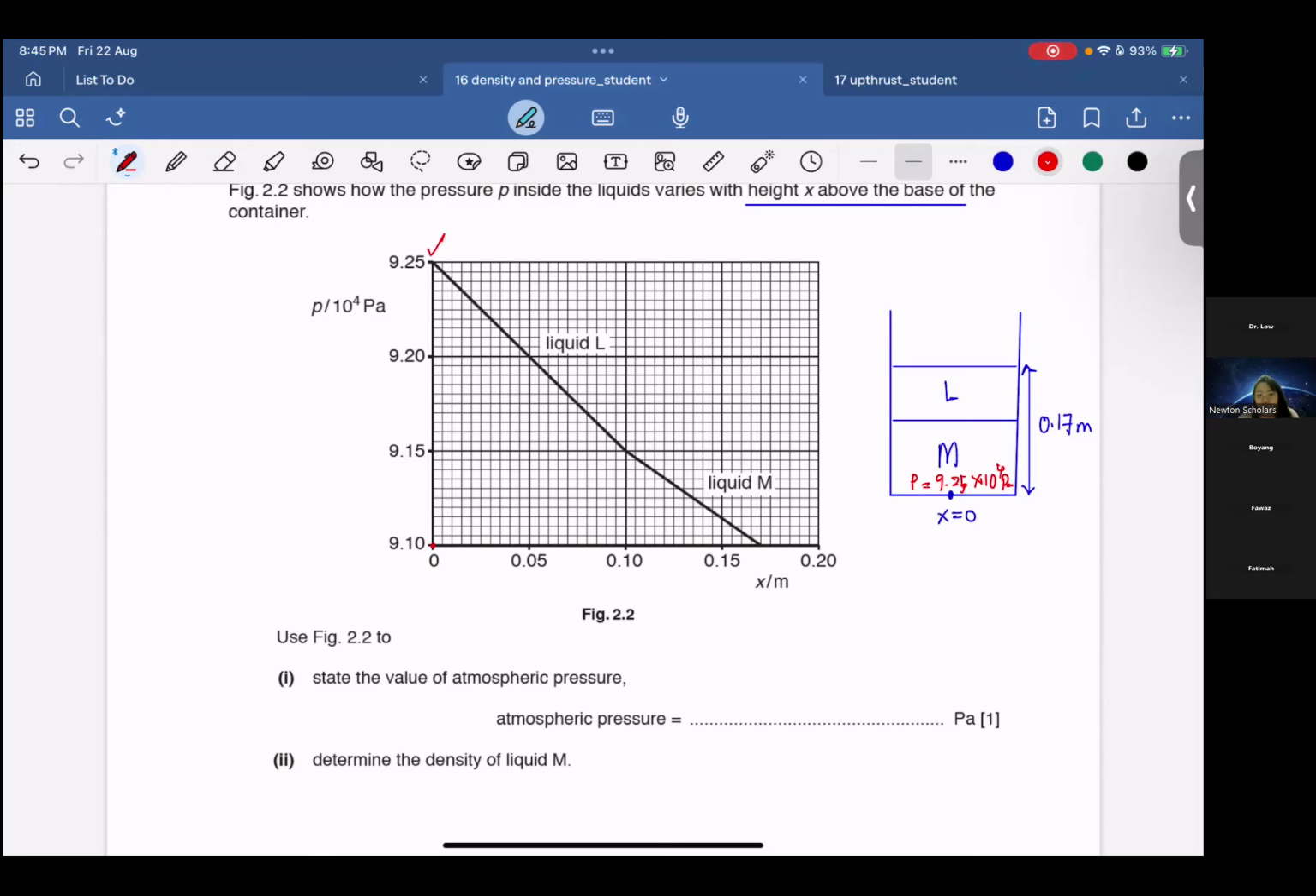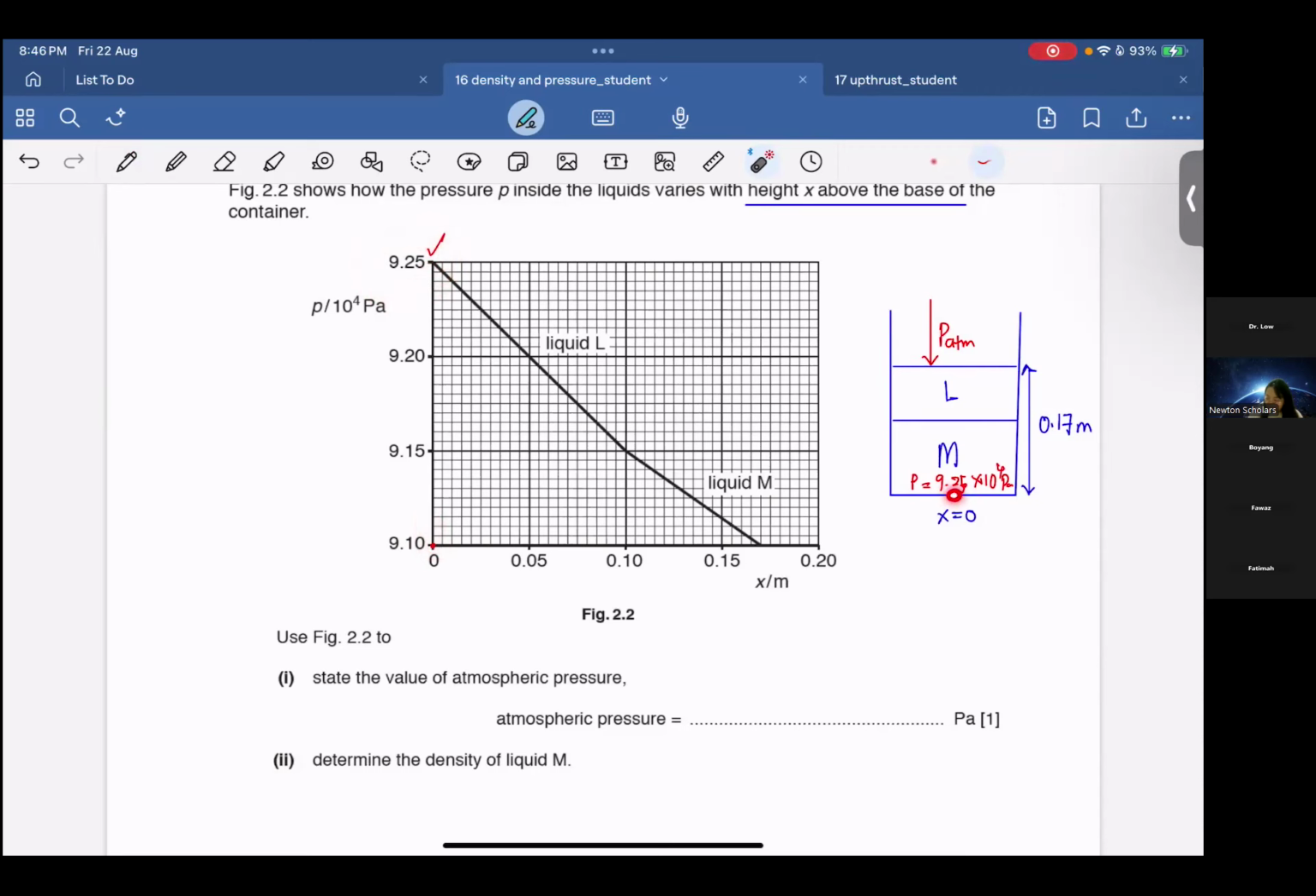No, from the graph at here, it might be going to some way. It's not sea level right now. So you have to base on the graph at here. What is the atmospheric pressure? What is this pressure? From the graph. Here, when x is 0, pressure is 9.25 times 10 power of 4.